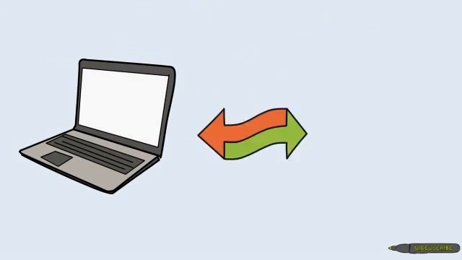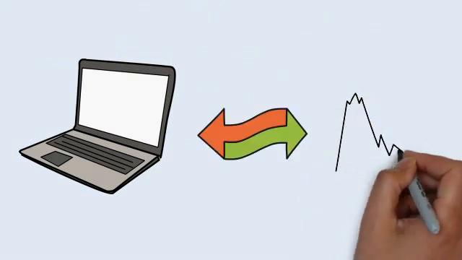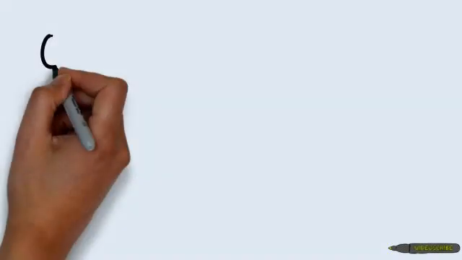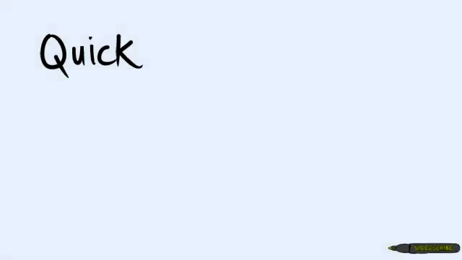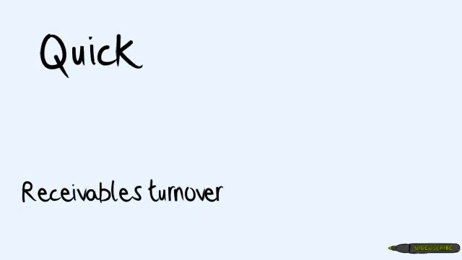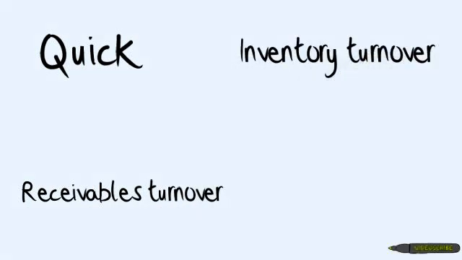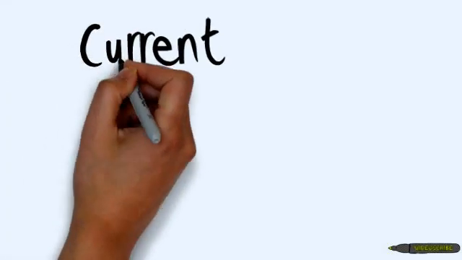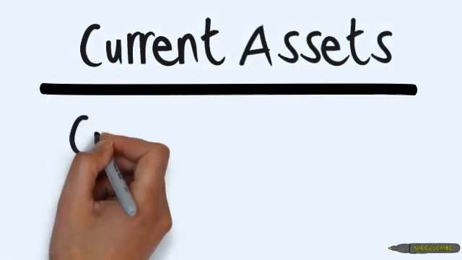This is why it's so important to monitor and analyze a business's liquidity. There are four commonly used ratios to assess a business's liquidity. These are quick, receivables turnover, inventory turnover, and current. Today, we'll be investigating the current ratio. This ratio is actually quite simple. It is just current assets over current liabilities.